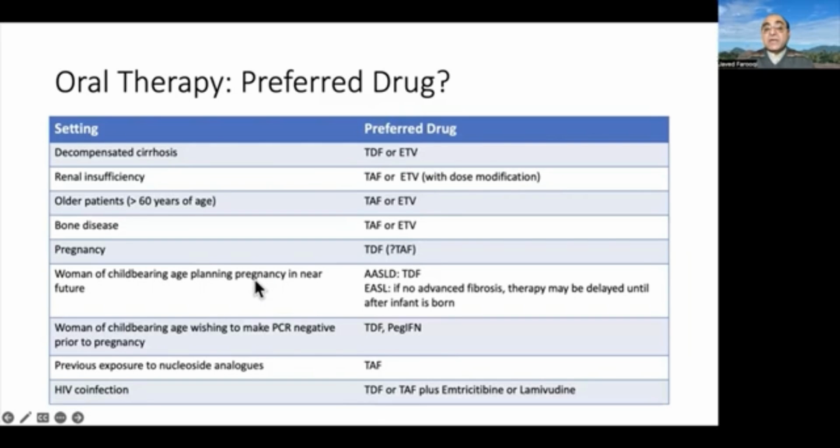Women of childbearing age planning pregnancy in the near future, AASLD says start the patient on TDF. The EASL says if no advanced fibrosis, therapy may be delayed until after the infant is born. Women of childbearing age wishing to make PCR negative prior to pregnancy, TDF or pegylated interferon can be given to such patients. For previous exposure to nucleoside analogs, TAF is the option, and for HIV co-infection, TDF or TAF plus emtricitabine or lamivudine is the option in such cases.